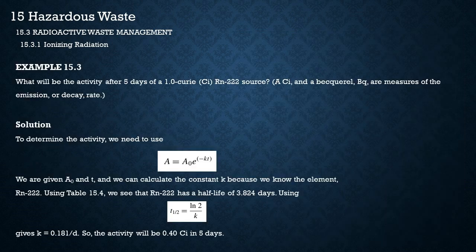Example 15.3. What will be the activity after 5 days of a 1.0 Curie Rn-222 source? A Curie (Ci) and a Becquerel (Bq) are measures of the emission, or decay, rate.